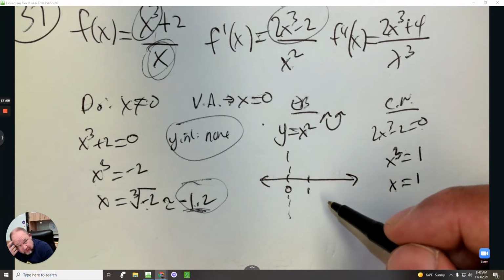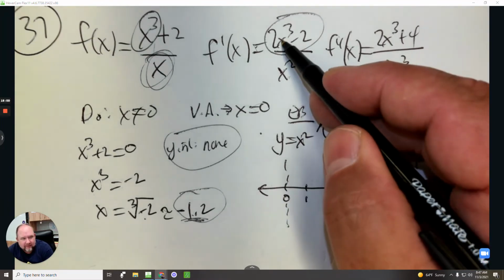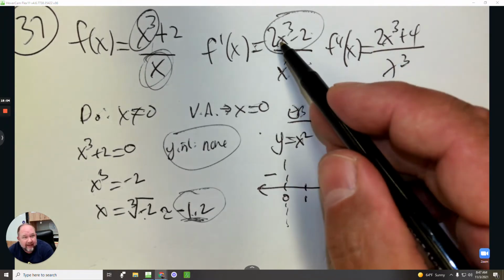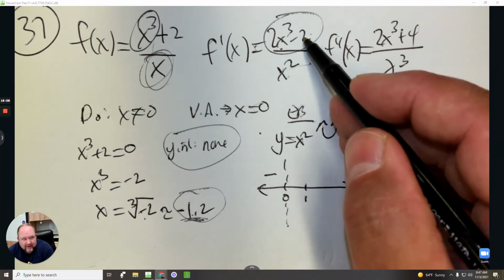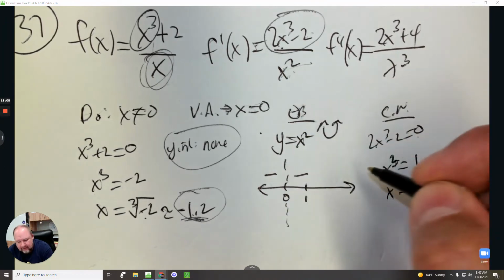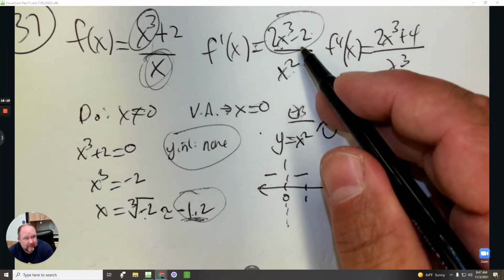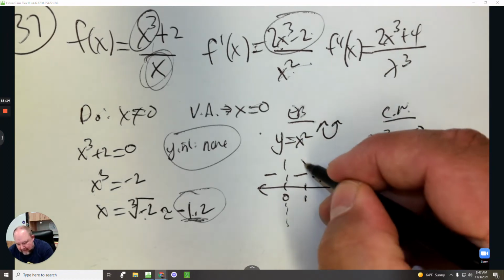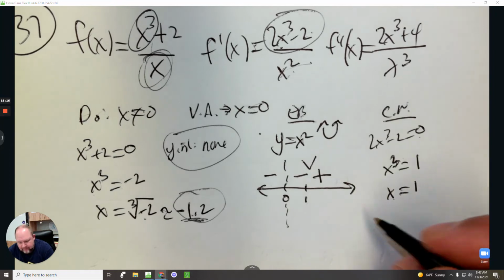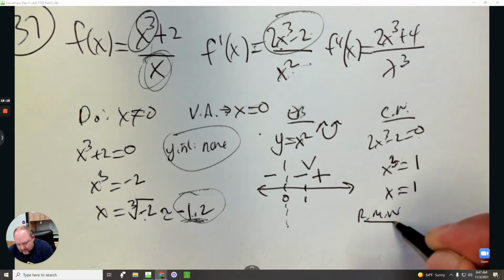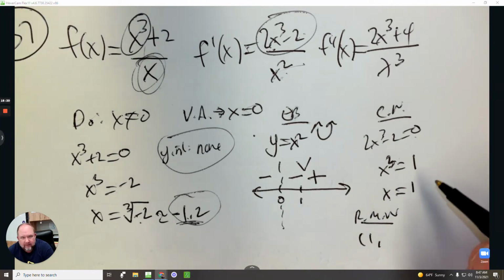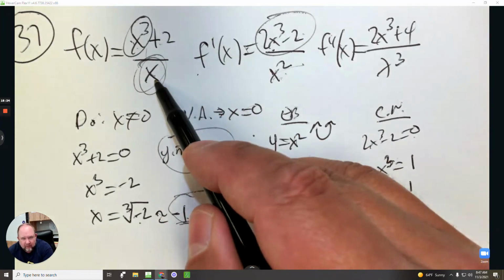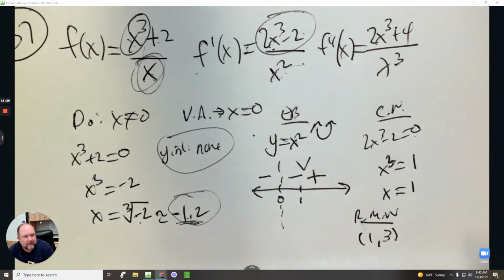Then, into the derivative, I'm going to plug in a negative number. So that's a negative divided by a positive. I'm going to plug in a half. That's a negative divided by a positive. And then I'm going to plug in like 2 or 3 or 5. And that's a positive divided by a positive. So at 1 is a minimum. To find the y coordinate, you plug 1 in for x, and you get 3 over 1. So the minimum is at (1, 3).